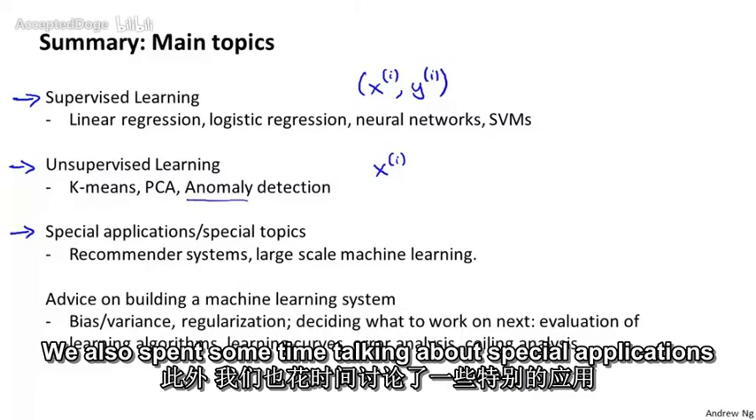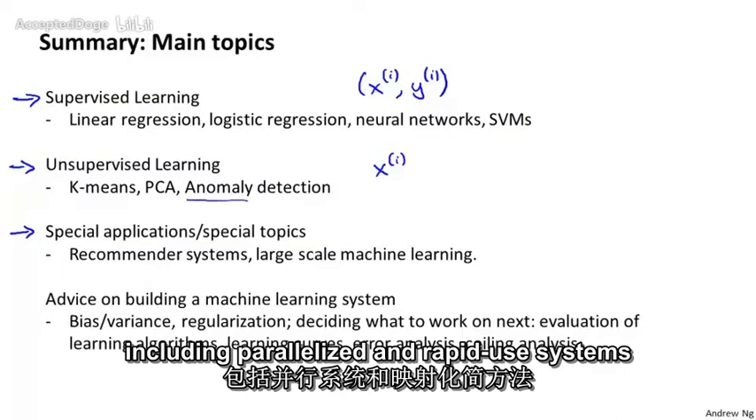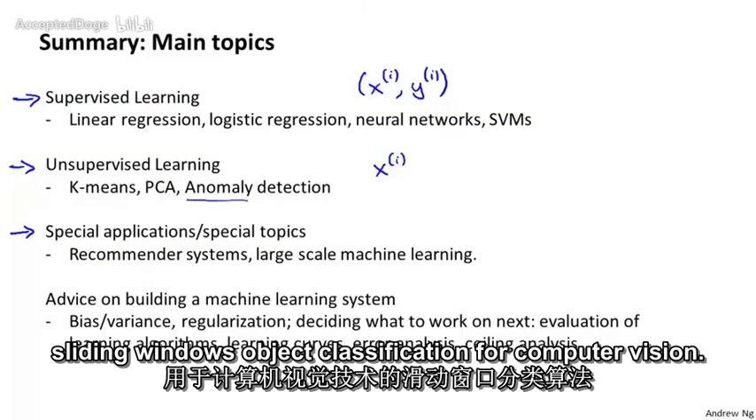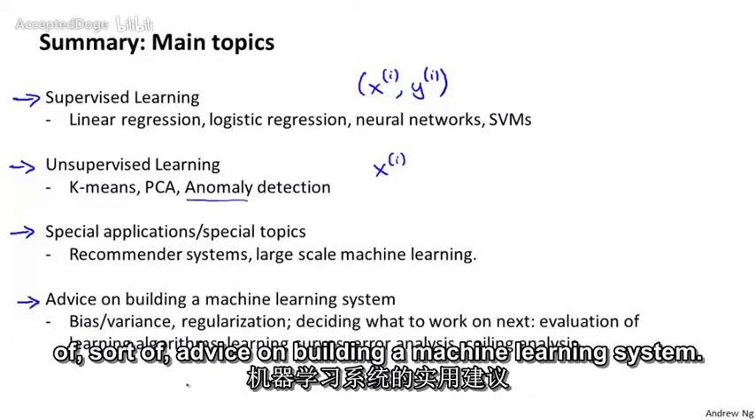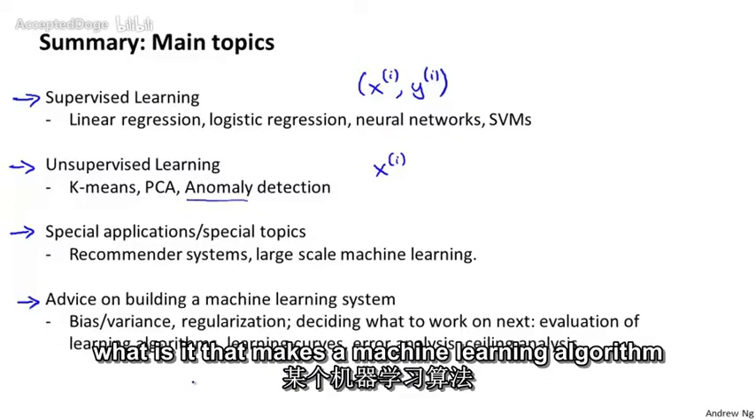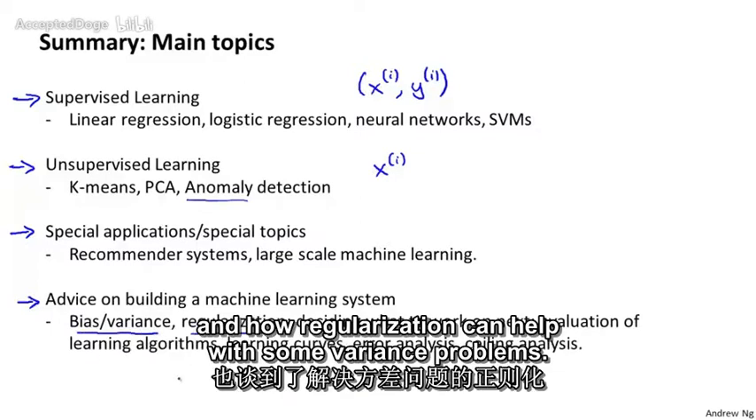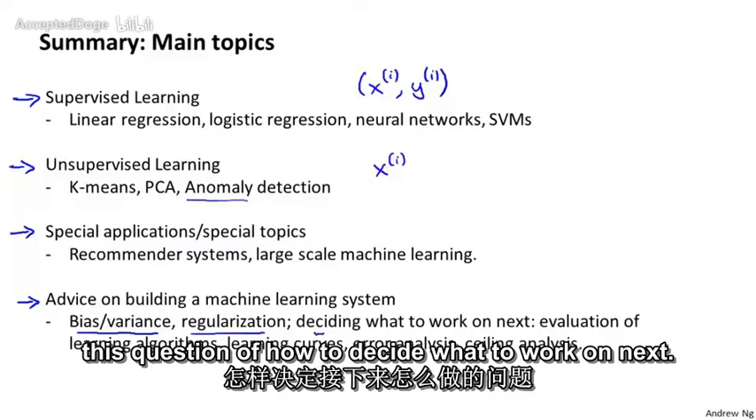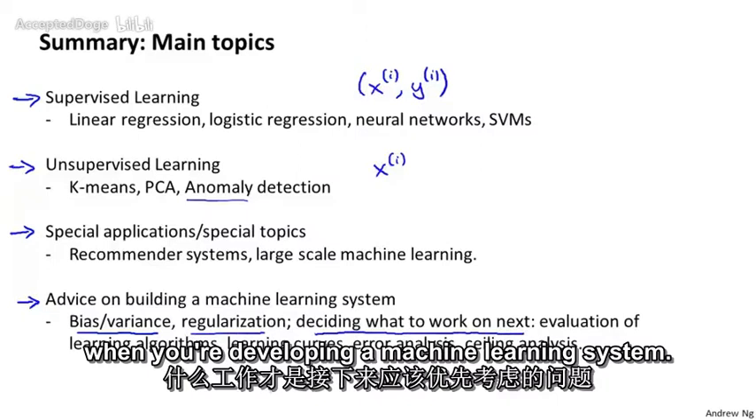We also spent some time talking about special applications or special topics like recommender systems and large-scale machine learning systems, including parallelized systems like MapReduce, as well as some special applications like sliding windows object classification for computer vision. And finally, we also spent a lot of time talking about different aspects of advice on building a machine learning system. And this involved both trying to understand what makes a machine learning algorithm work or not work. So we talked about things like bias and variance and how regularization can help with some variance problems. And we also spent a lot of time talking about this question of how to decide what to work on next, or how to prioritize how you spend your time when you're developing a machine learning system.